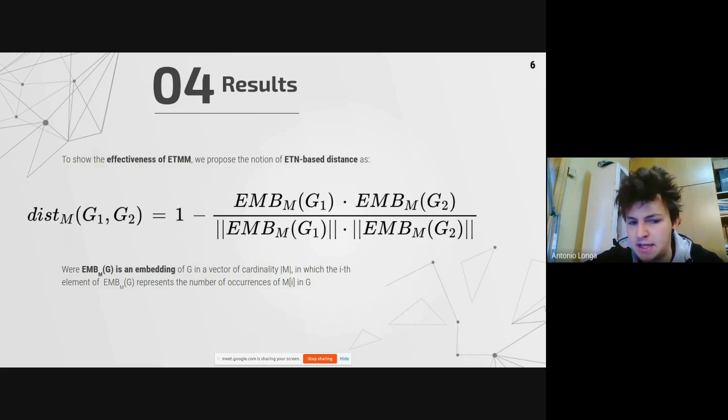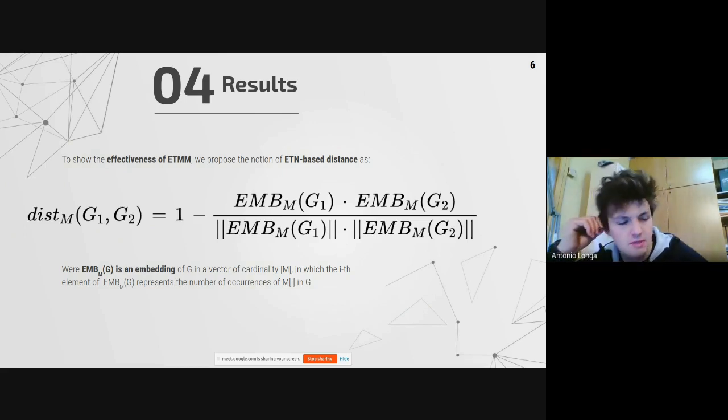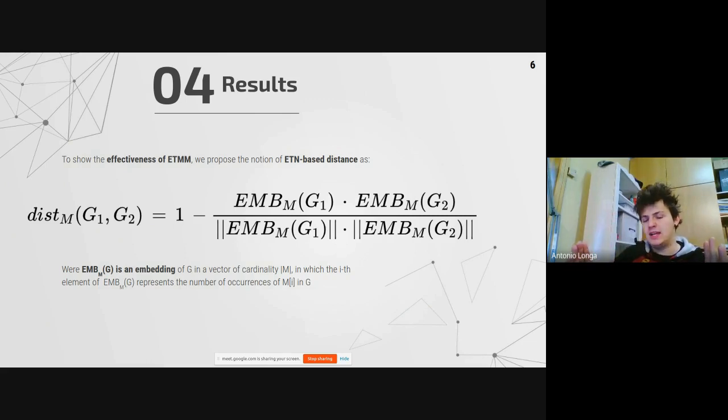We have to say what this embedding is. The embedding on base M of G is an embedding of G in a vector of cardinality length of M, in which the ith element of the embedding represents the number of occurrences of the Mi motif in the graph. So basically, in each position of the embedding we represent the frequency of a motif. We have this sorted set of motifs, we count how many times these motifs appear, and the embedding is the frequency of those motifs in the graph.